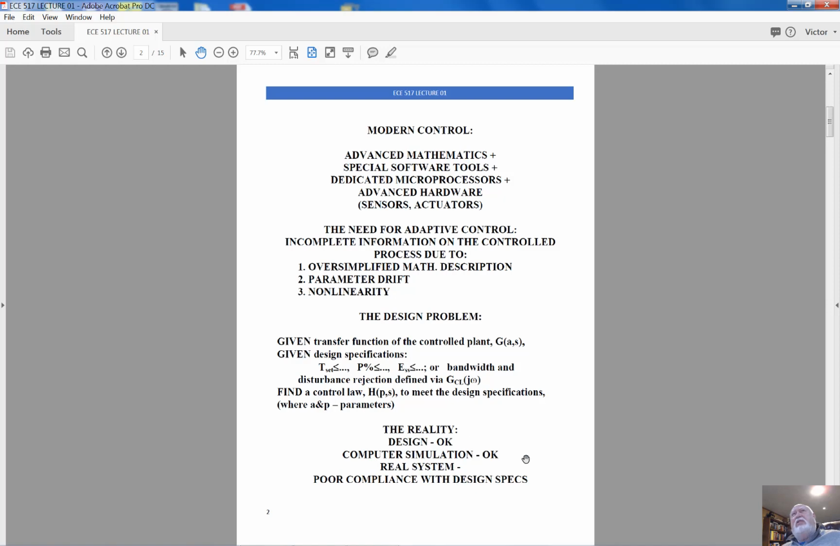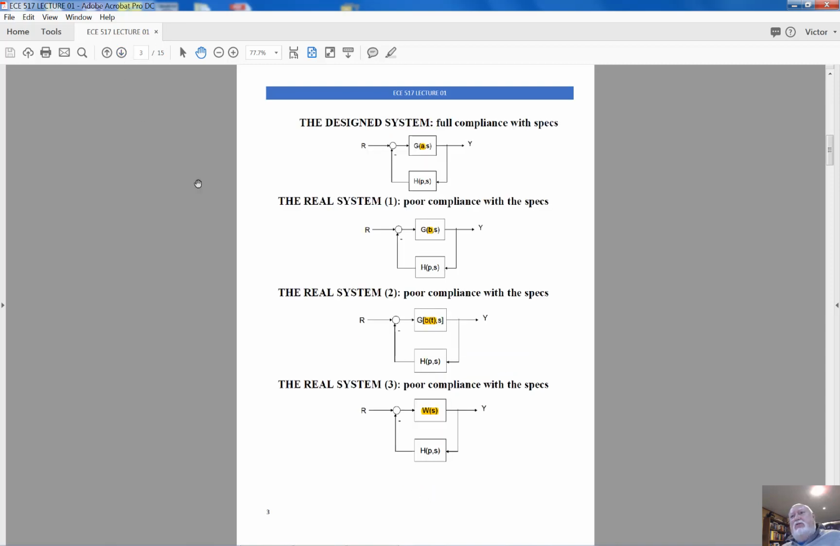See, computer simulation is perfect. But then you're supposed to apply the designed controller to the real process. And then you would see that design specifications are not met because of the following situations. If the transfer function of the control plant is fully consistent with the transfer function of the plant that was suggested at the design stage, the system will work perfectly.